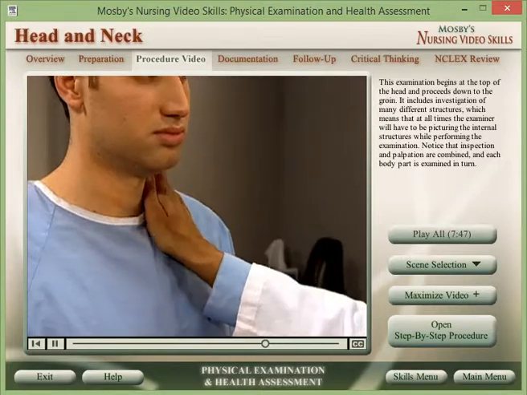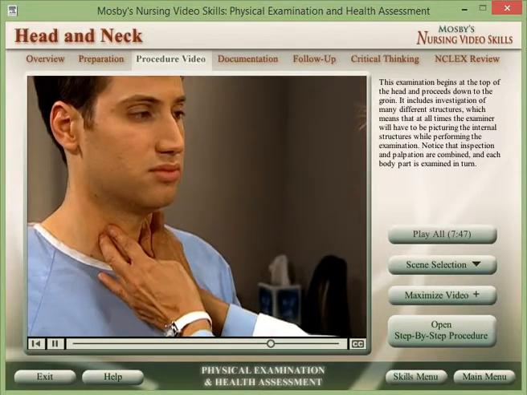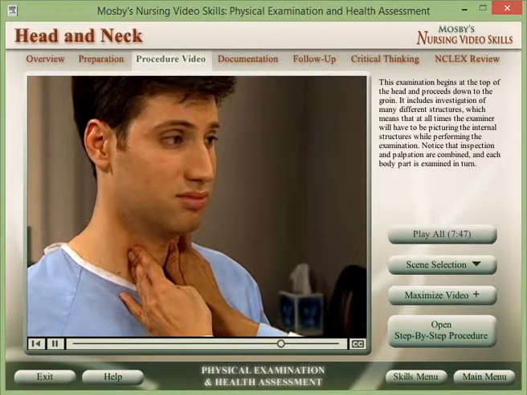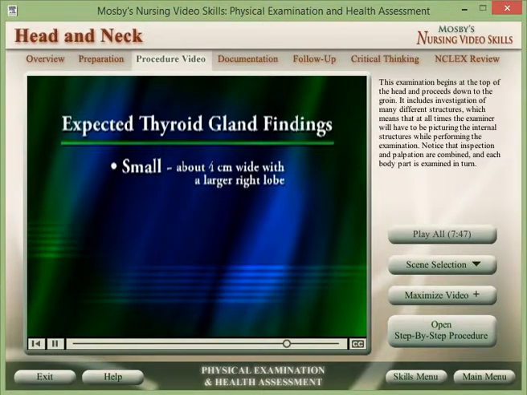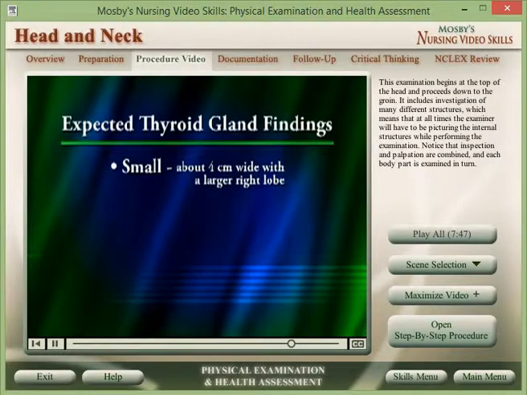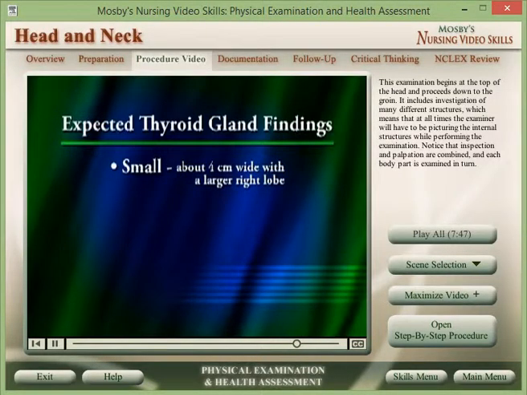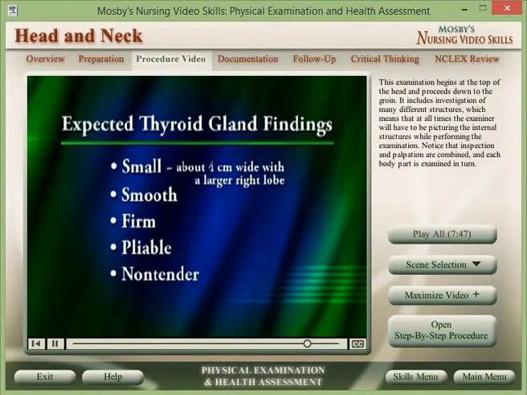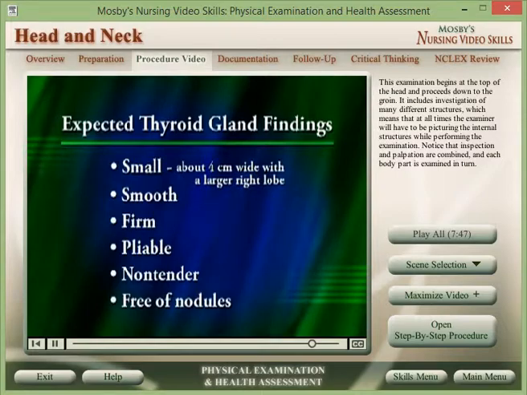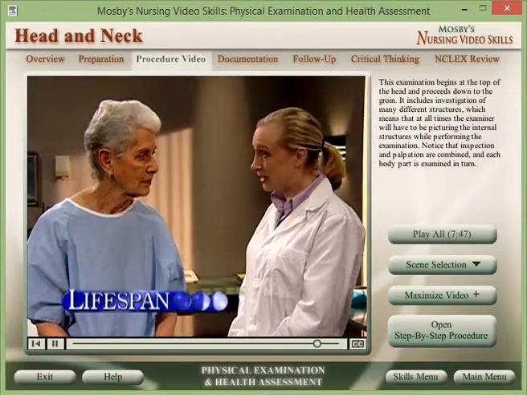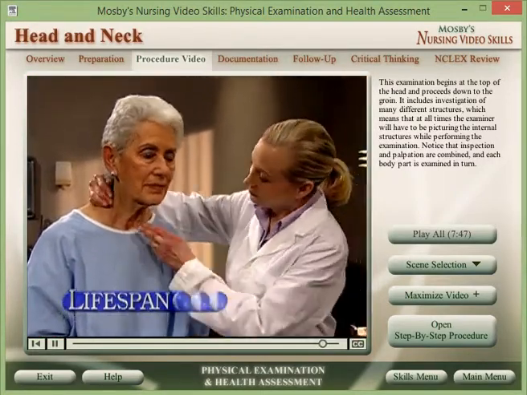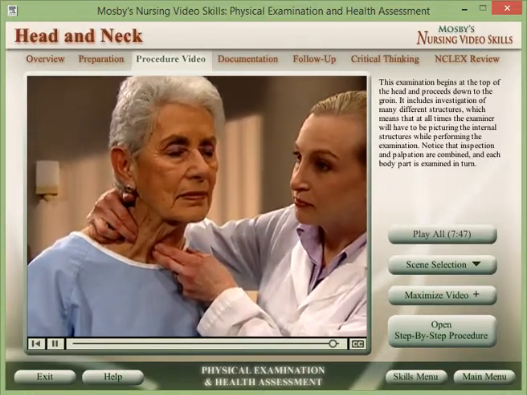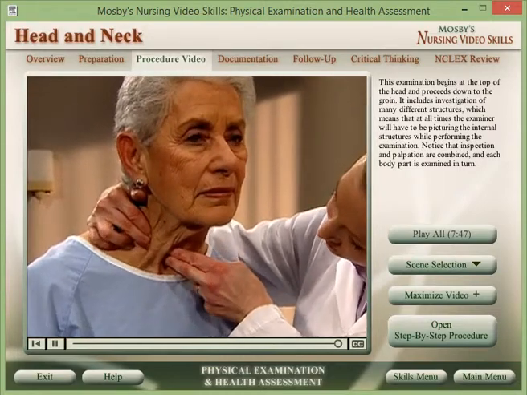Check the other side. To assess the right lobe, reverse your hand positions. If palpable, the thyroid gland should be small, about 4 centimeters wide, with the right lobe slightly larger than the left, and it should feel smooth, firm, pliable, non-tender, and free of nodules. I'm going to examine your neck now. In an older adult, the thyroid gland may be fibrotic and may feel more nodular or irregular during palpation.